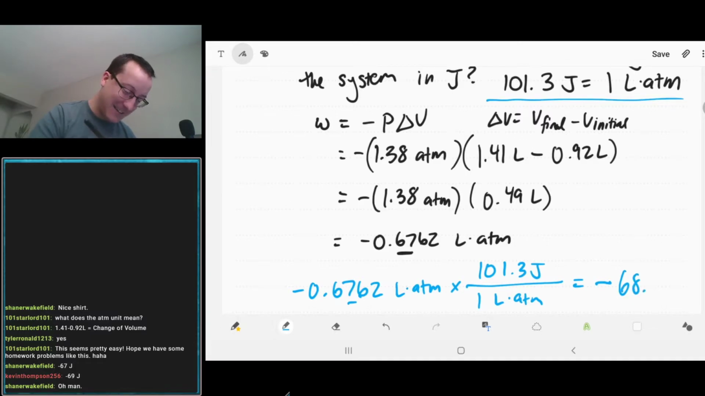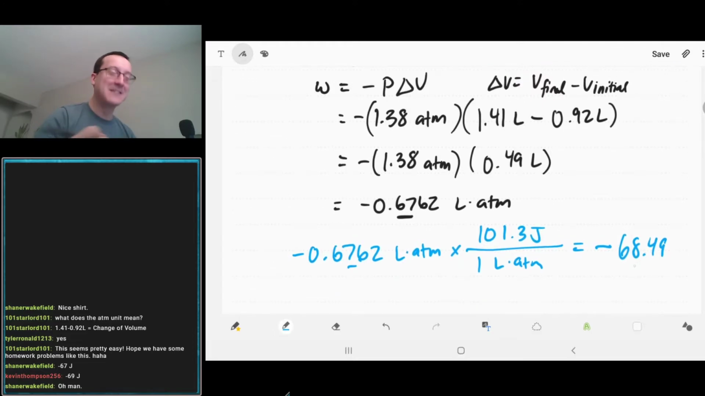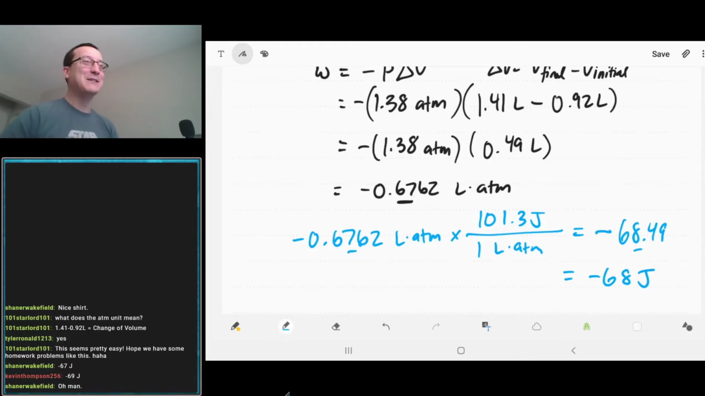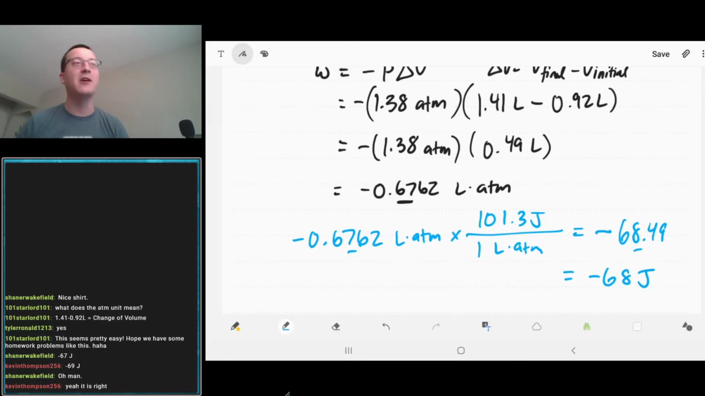So I got negative 68.49. Isn't that awful? While you got 67 and Kevin got 69, I got 68. So I win, I guess. Rounding this to 2 sig figs would be negative 68 joules. Someone double check that. I can make mistakes too. Though at least all of ours are very close to each other. So again, on a multiple choice type thing, I'm sure you would be able to say, okay, yeah, it's 68, whatever. That's a rounding error.